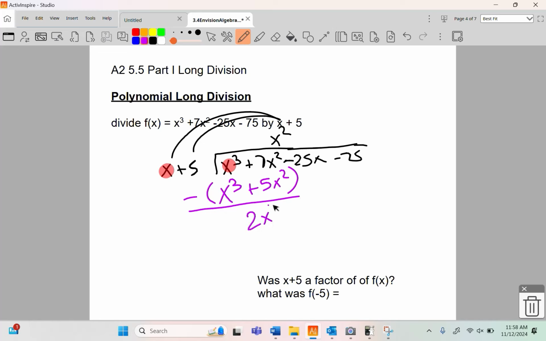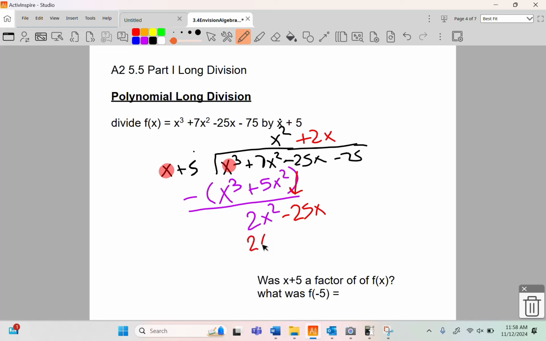What was the next thing you would have done if it had just been a number? Drop down your 25x. Now, what do I want to turn that leading x into? Not x squared, it's 2x squared. What do you multiply x by to become 2x squared? 2x. And what property do you get to use? Starts with D. Distributive. What is 2x times x plus 5?